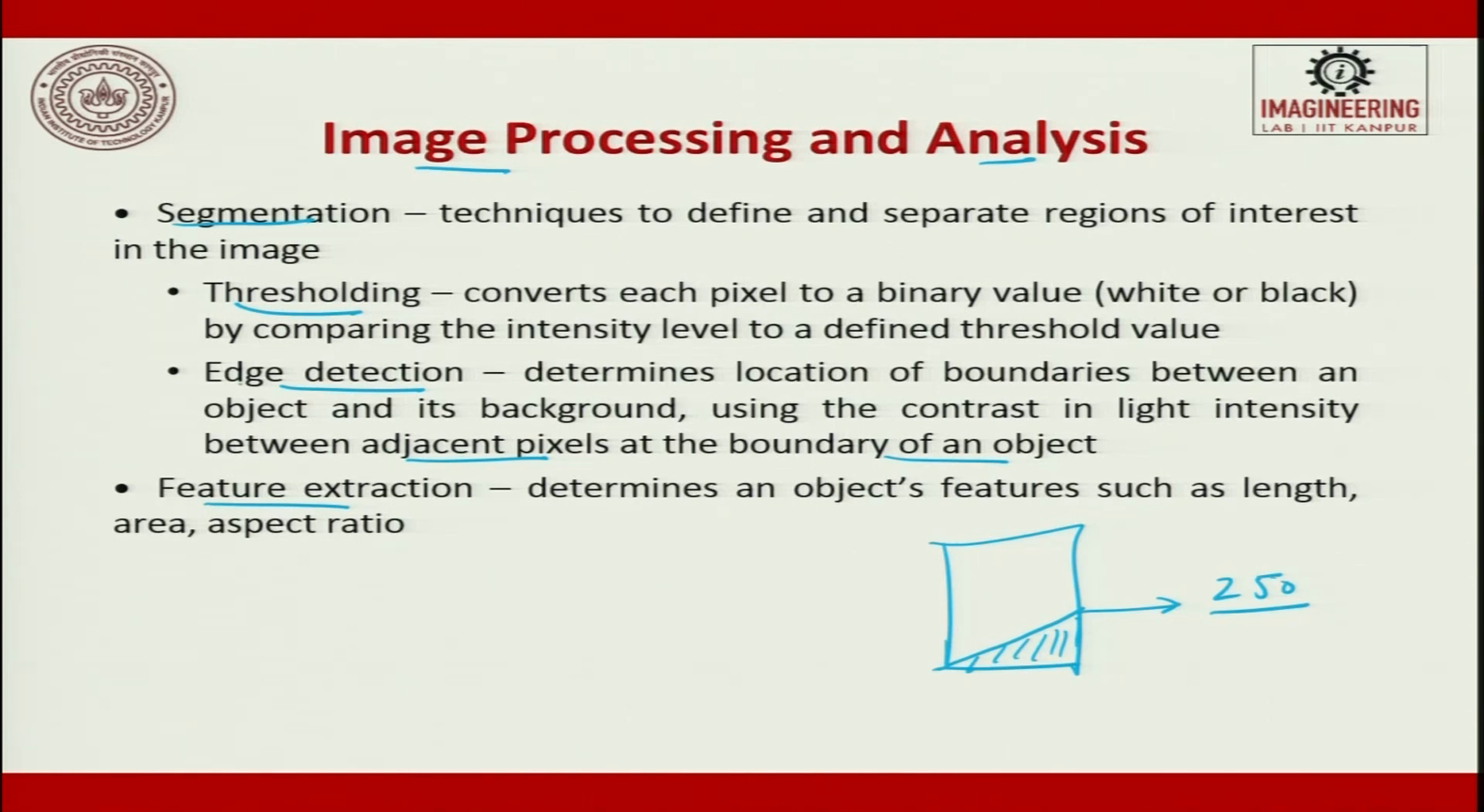So, for segmentation, there are several techniques. The two most commonly used are edge detection and thresholding. The other big thing is feature extraction. After segmenting the image, feature extraction has to happen. It determines an object's features such as length, area, and aspect ratio. This can be extracted by using this feature extraction model.